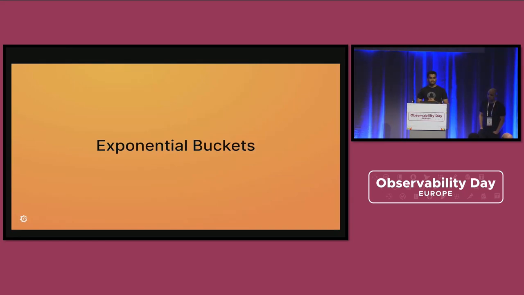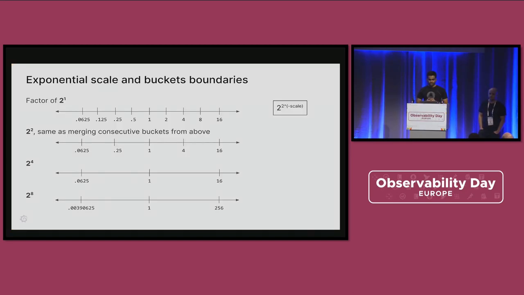Now comes the exponential buckets. This is the basis for the exponential histograms that we are going to talk about. So I'm talking about the exponential buckets in a neutral fashion for both OpenTelemetry and Prometheus. So this is how the exponential bucket boundaries look like. The bucket boundaries are fixed, but what you can control is the resolution of the buckets. So I'll talk with an example.